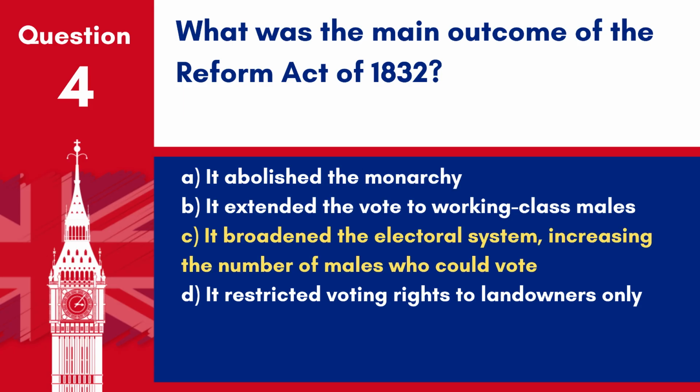Answer. C. It broadened the electoral system, increasing the number of males who could vote. The Reform Act of 1832 was a crucial step in the development of a more democratic electoral system in Britain, widening the voter base beyond the landed gentry.